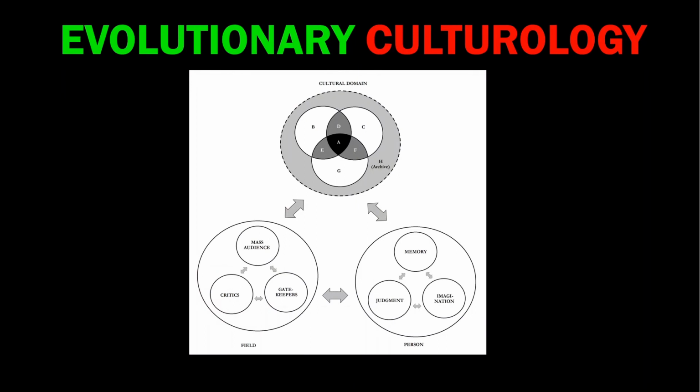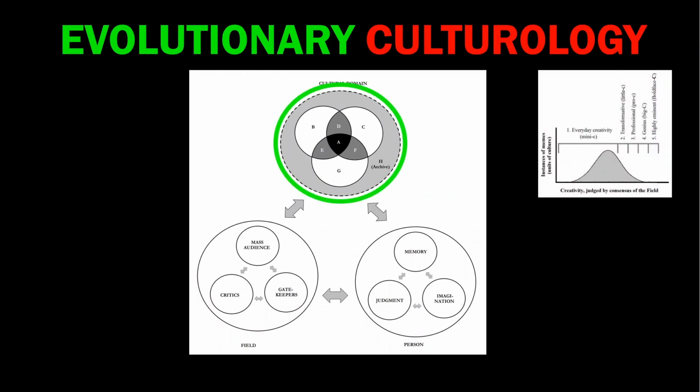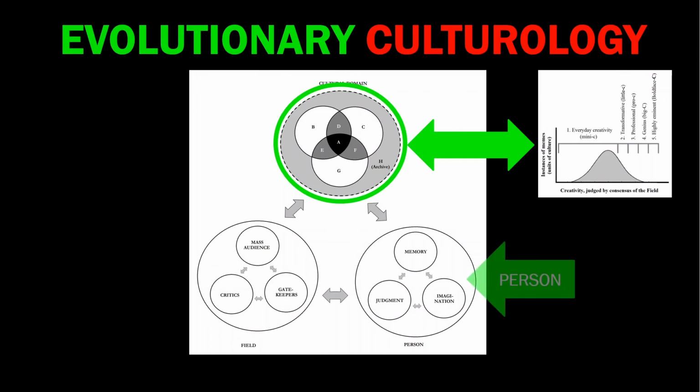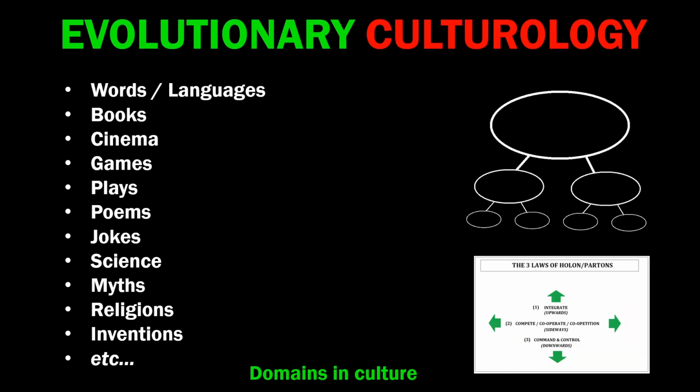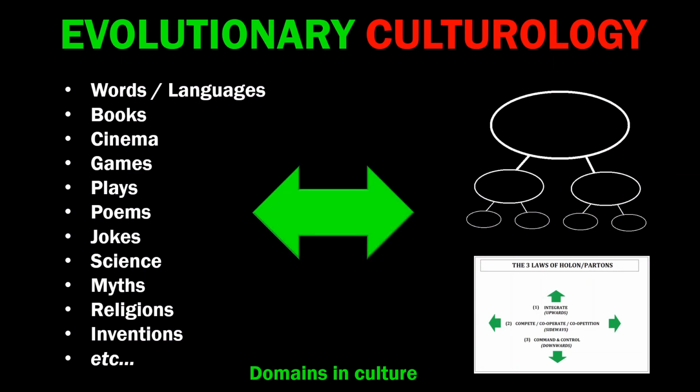So with the domain up top in the meta model, we can use that 5C model of creativity as well as the 7 categories of canon to analyze units of culture. And of course, it's a 3-part system, so you need the person from the field, and we have the field, including the gatekeepers, critics, and the mass audience. So that's the systems meta model, and we can use these tools to analyze any domain in culture because they're all structured as holon-partons and they all operate via the 3 laws of holon-partons.